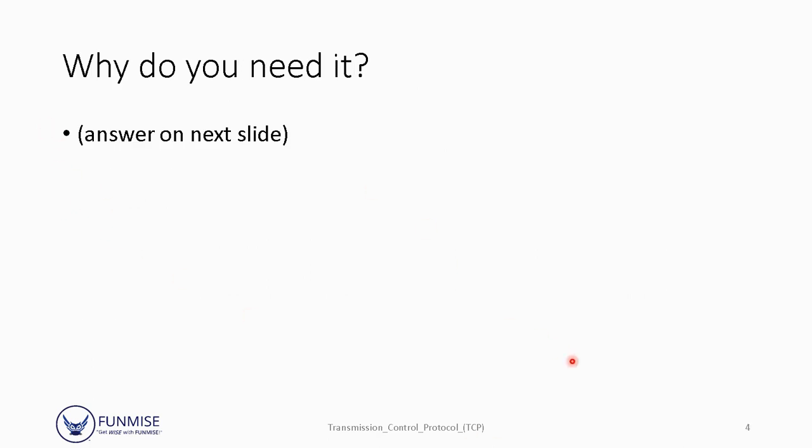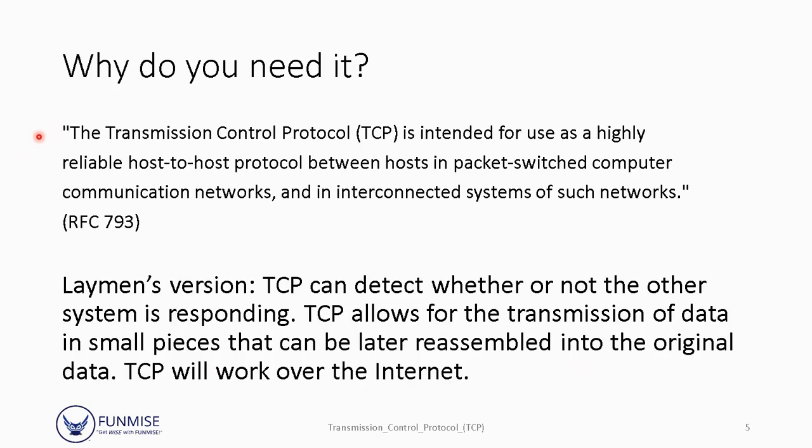Why do you need it? Quoting RFC 793, the Transmission Control Protocol, TCP, is intended for use as a highly reliable host-to-host protocol between host and packet-switched computer communication networks and in interconnected systems of such networks.